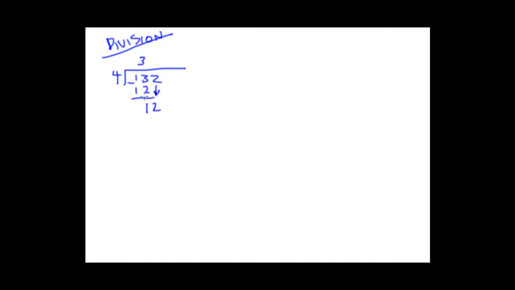And the question becomes, how many times does 4 go into 12? And we just did it right here. 4 goes into 12 3 times. So we're going to put a number 3 up there and 12 down here. And the result is 0. So that's a perfect example of easy division.